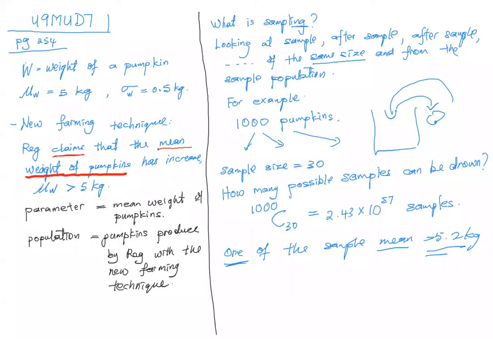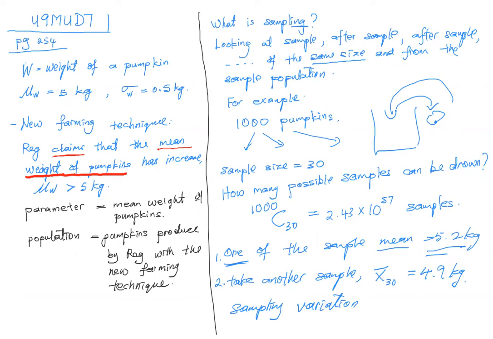If I take another sample, for example, the sample mean goes like that. I get 4.9. So can I just use it? Number one, a sample tells you that Mr. Rick's claim is justified. Number two, no. So each sample, the sample mean will vary, correct? So this is what we call sampling variation. It will vary.